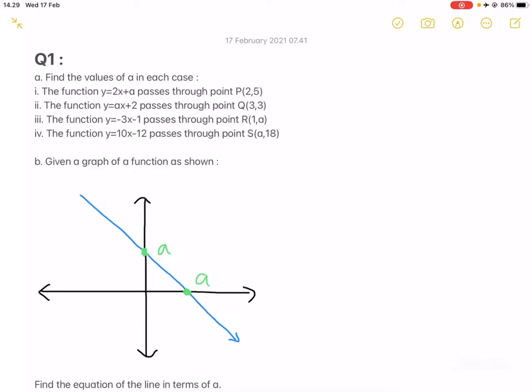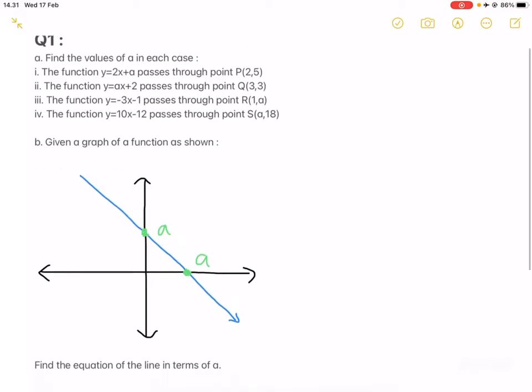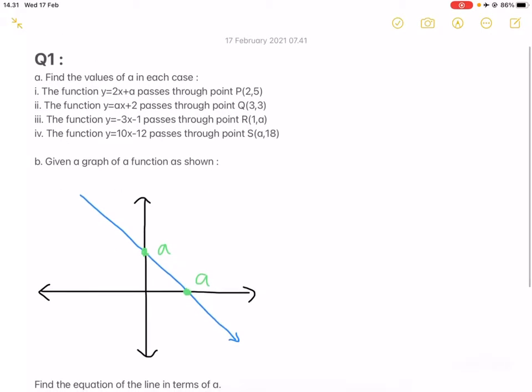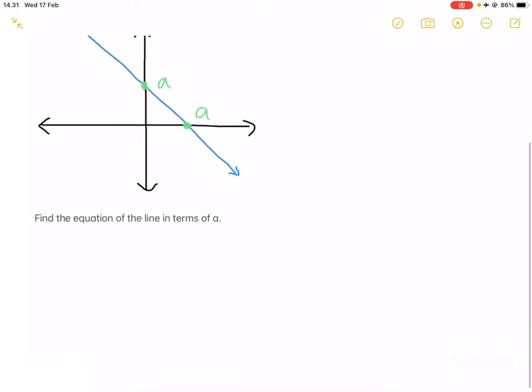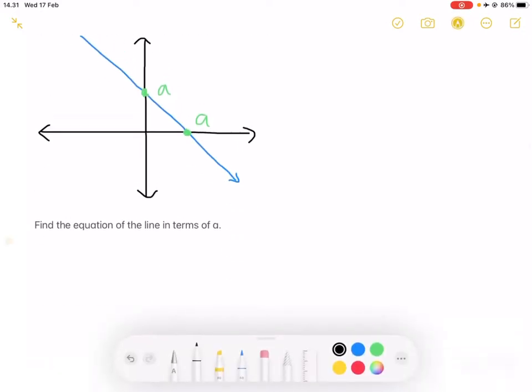Today we're going to look at even more examples of linear function problems. So for the first one, find the values of a in each case. So let's just write that down over here.